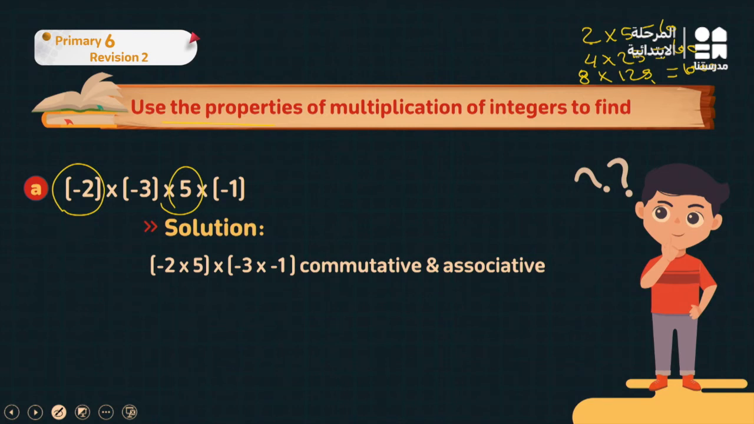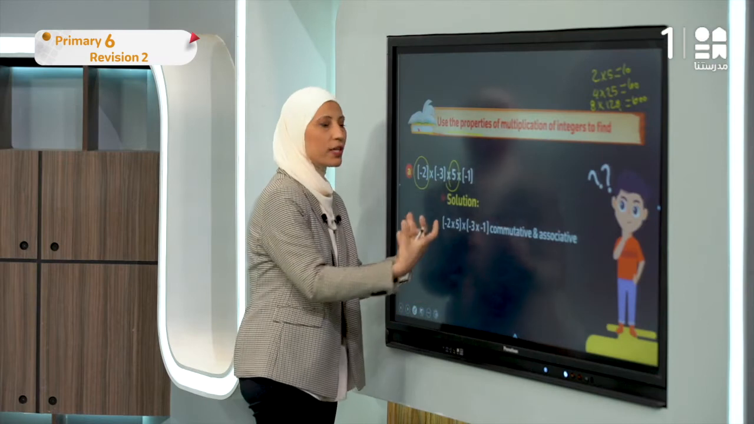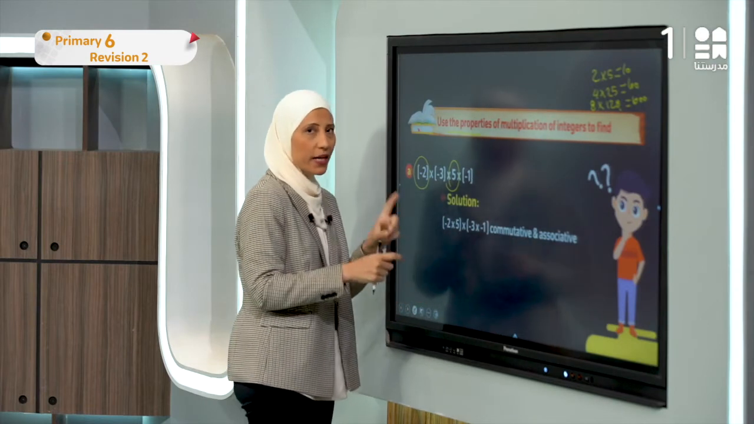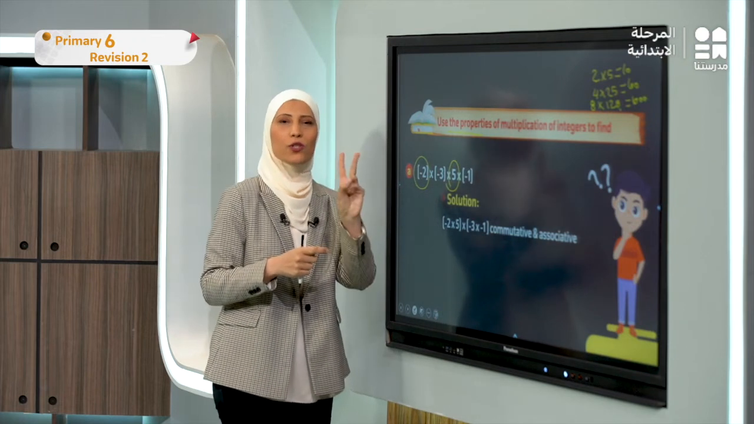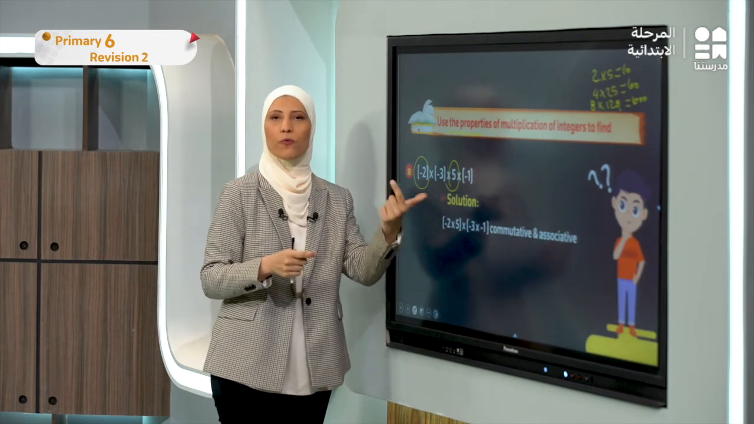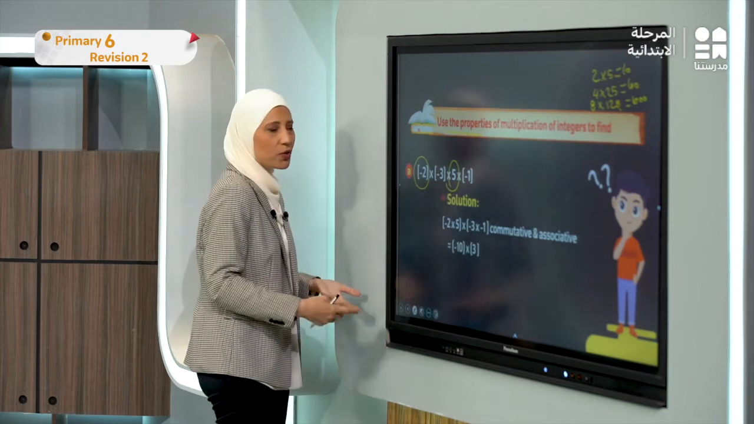So now I am going to put negative 2 and 5 in a bracket, and negative 3 and 1 with a negative 1 in a bracket. So it's the associative property. In this step I use two properties, commutative and associative. Then I will answer.